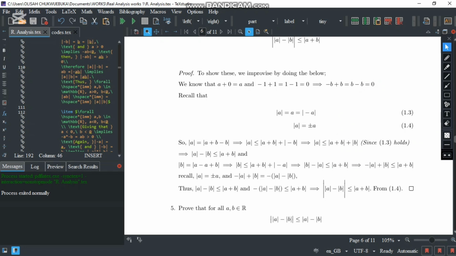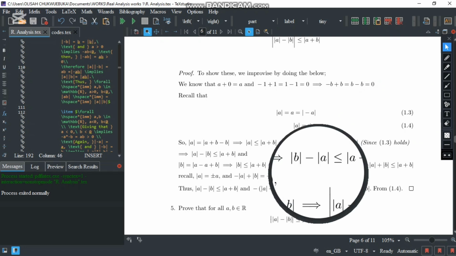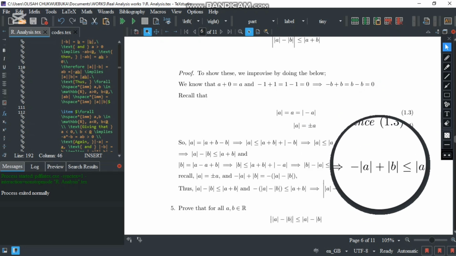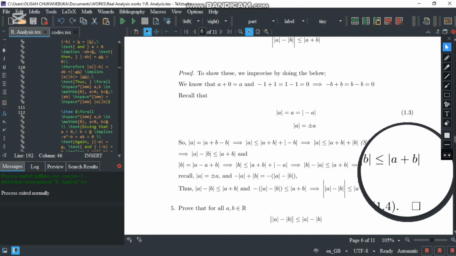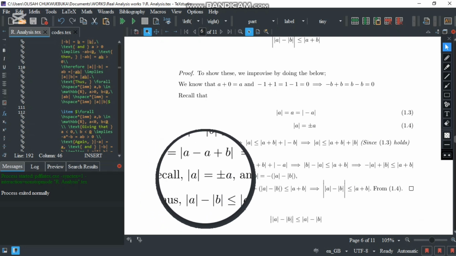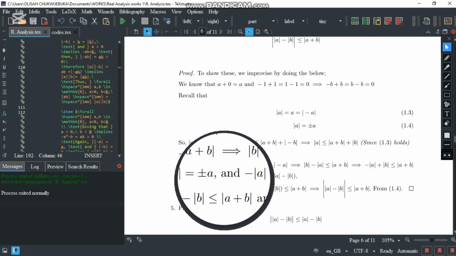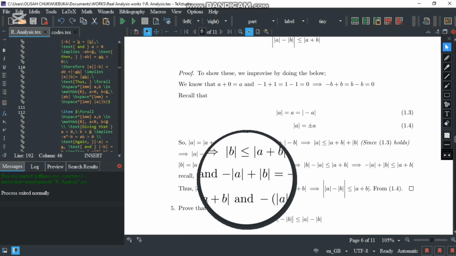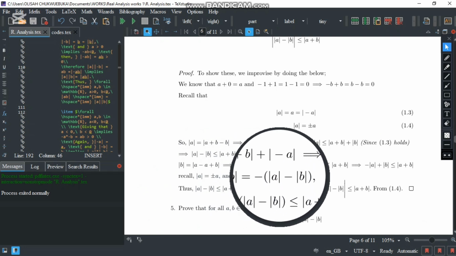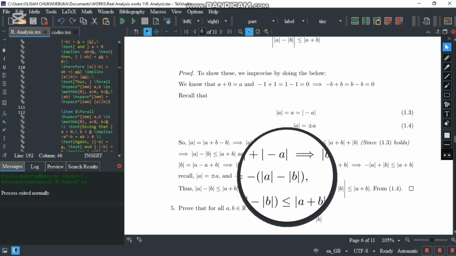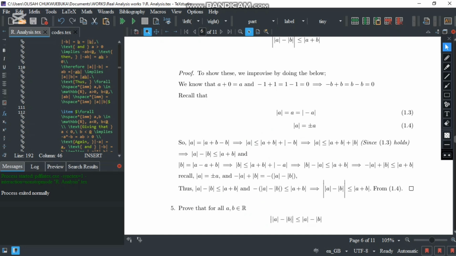So now here, the absolute value of negative a plus the absolute value of b is less than or equal to a plus b. Now recall, the absolute value of a is plus or minus a, and minus a plus b can be written as negative bracket, the absolute value of a minus the absolute value of b, which is what we have here. See that this thing from here down to this very place is the same thing as we have from here down to this place.